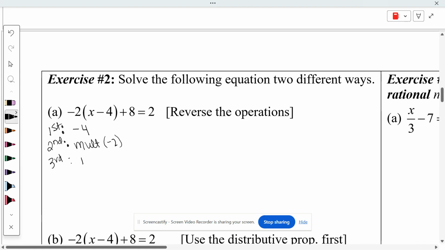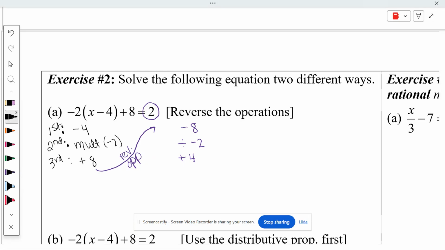Well, we're adding 8. So we're going to reverse opposite. That means the opposite of plus 8 is minus 8. That's the first thing that we're going to do. And the opposite of multiply by negative 2 is divide by negative 2. And the opposite of minus 4 is plus 4. So I'm going to take whatever the solution for x was. What are we doing to the x? All of these things have to equal 2, and that's the number that I start with. So I take 2, and I'm going to subtract 8 from it. 2 minus 8 equals negative 6.